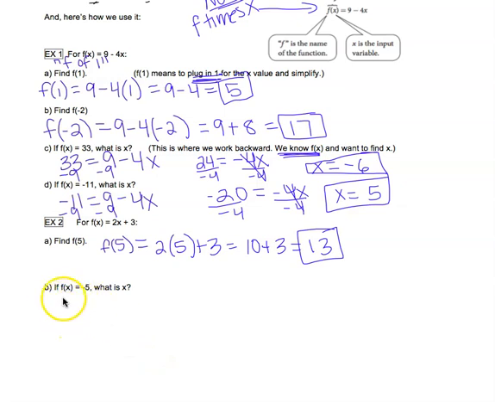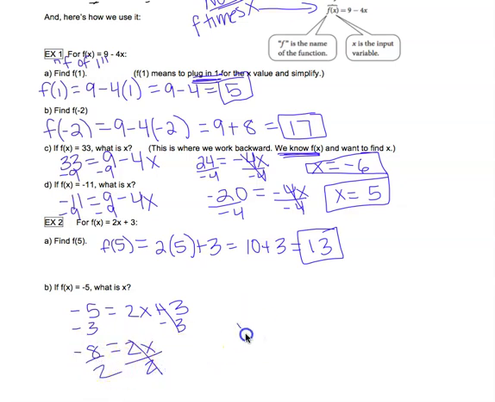All right, last one. If f of x equals negative 5, what is x? So again, this time we're plugging it in for the f of x. So negative 5 equals 2x plus 3. We're going to solve for x. So subtract 3 on both sides. That gives me negative 8 equals 2x. Divide by 2. And that means x equals negative 4.